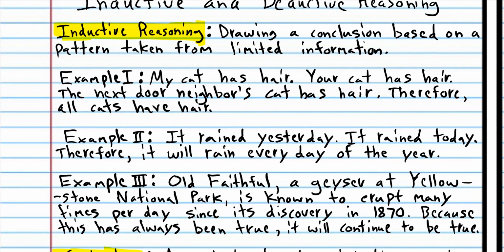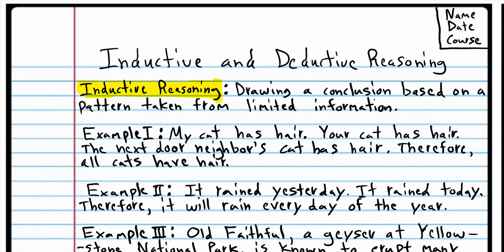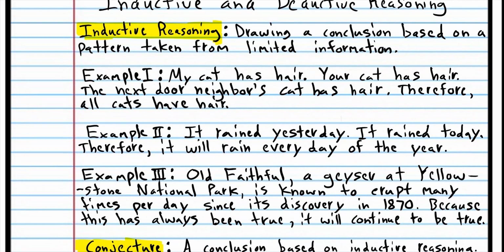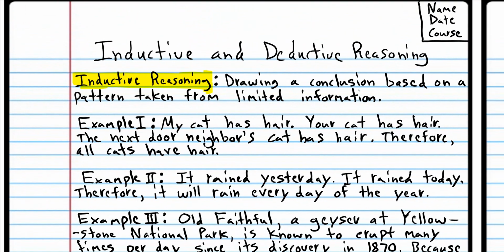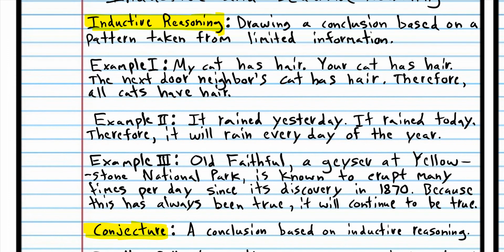So let's give another example. It rained yesterday. It rained today. Therefore, it will rain every day of the year. Now, that's another example where our conclusion was wrong, because I don't think there's anywhere in the world where it rains every single day. I mean, there may be somewhere in the world, but I don't think so. So in inductive reasoning, sometimes your conclusion can actually be wrong. So again, we're taking specific examples and trying to make a prediction or generalization based on those examples.